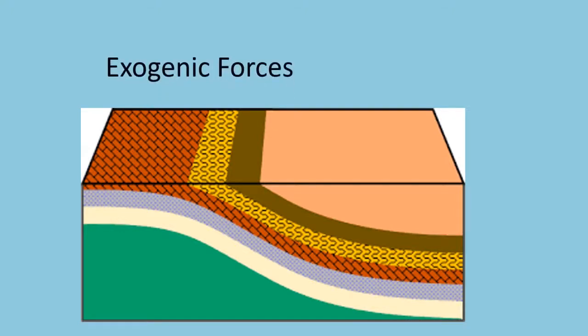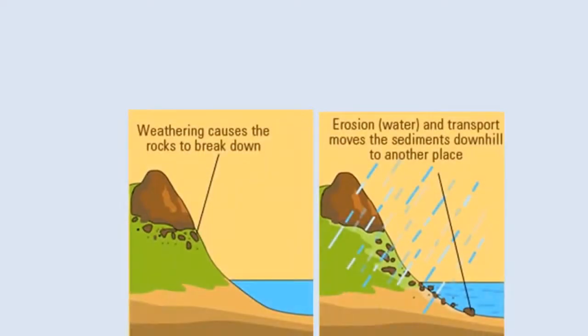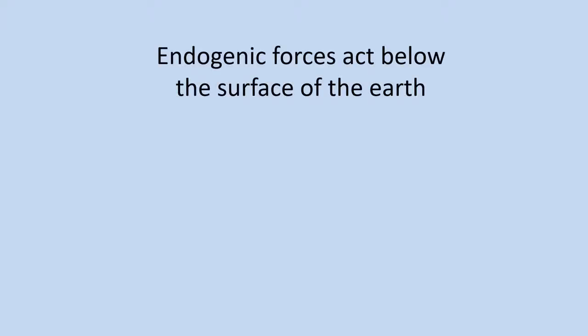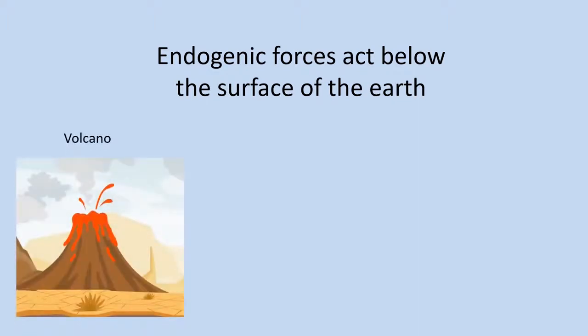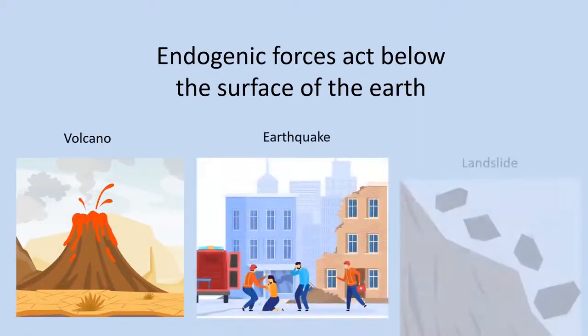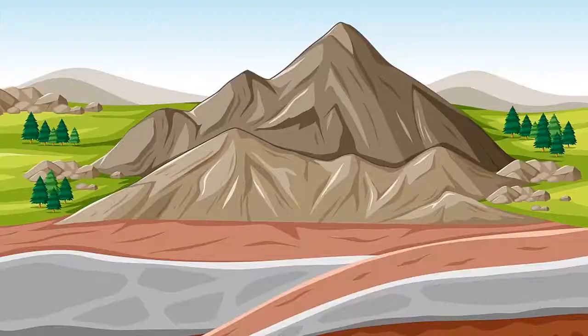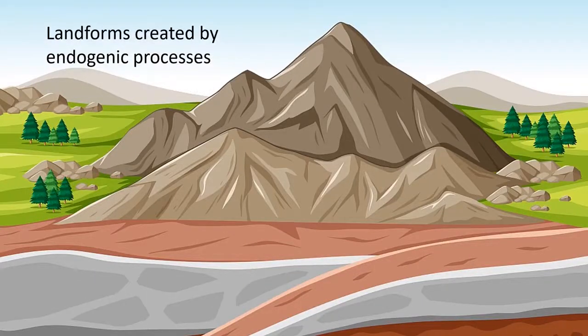Two forces constantly shape the surface of the earth. The external or exogenic forces like wind and water drive erosion or deposition and make landforms on the earth's surface. Internal or endogenic forces act below the surface of the earth. They include volcanic eruptions, earthquakes and landslides. This video is going to tell you about how endogenic forces create new landforms.